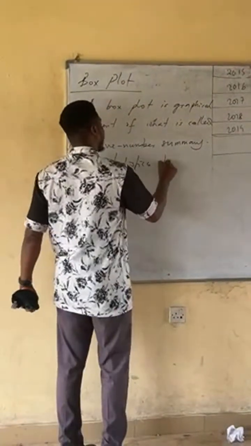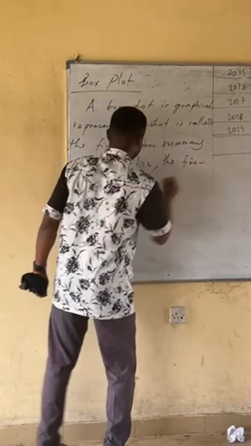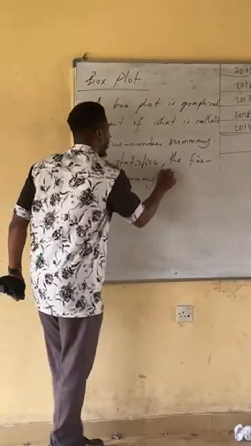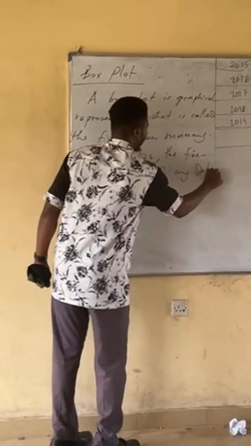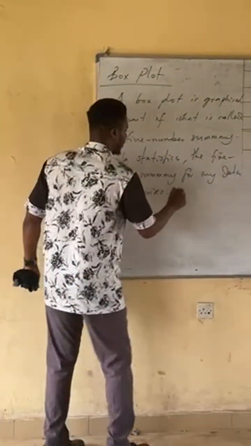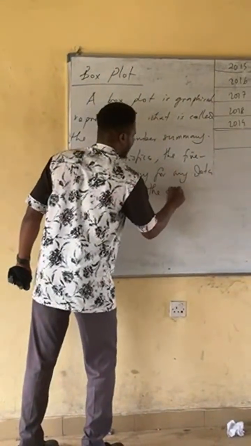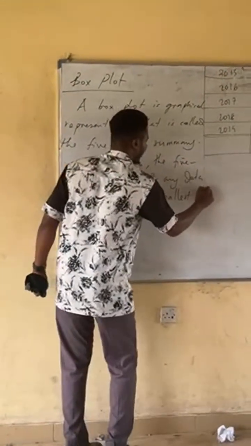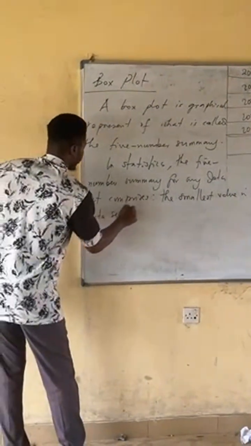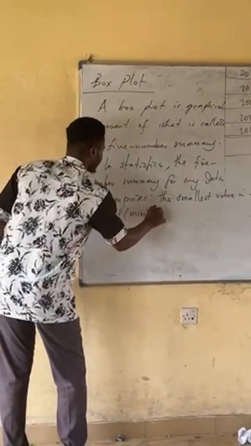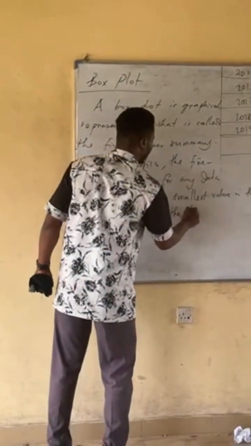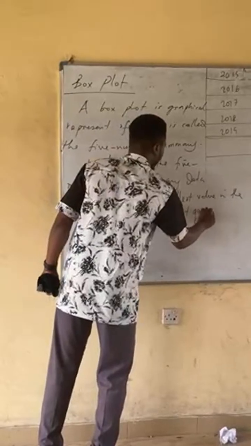So in statistics, second paragraph, the 5 number summary for any data set comprises the smallest value in the data set, known as the minimum, comma, the first quartile, what we call the first quartile.